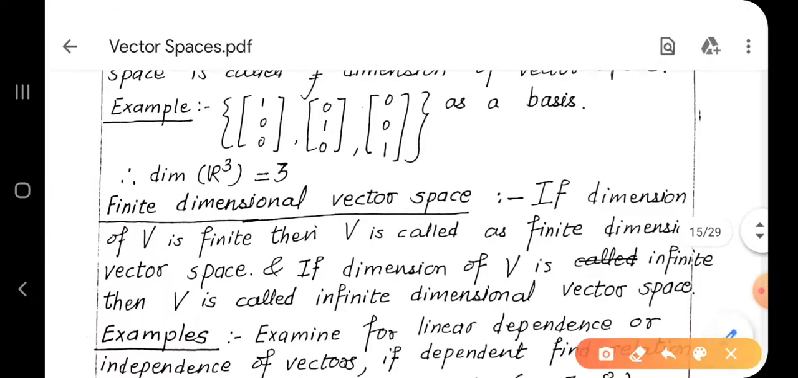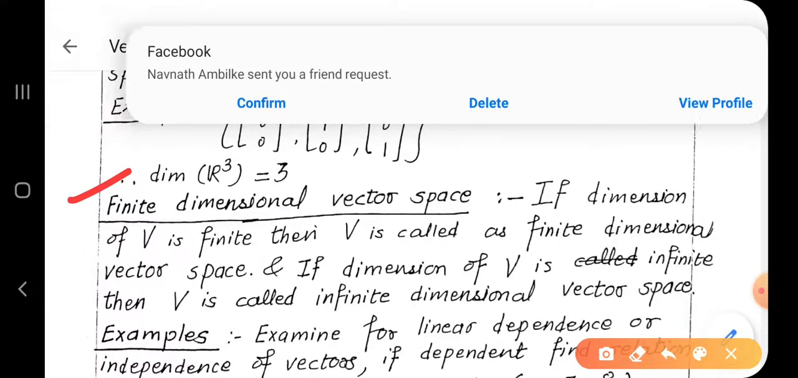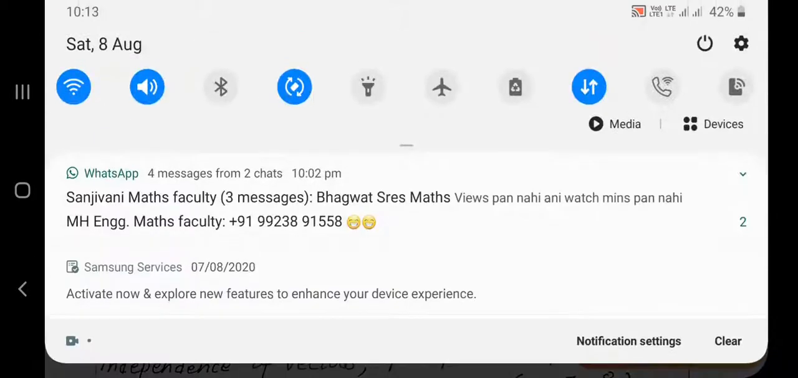One more definition is here, finite dimensional vector space. Simple. A vector space V is called finite dimensional if there are finite elements.